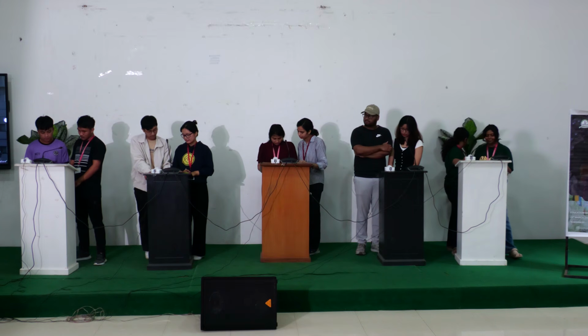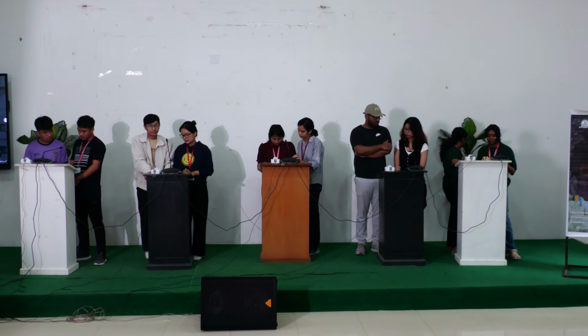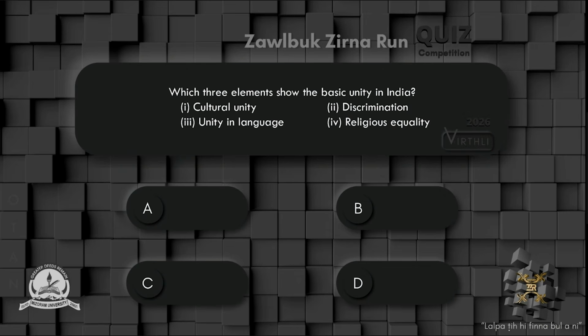Alright, table 3, this is your third question. Which three elements show the basic unity in India? 1. Cultural unity, 2. Discrimination, 3. Unity in language, 4. Religious equality. And your options are A, 1, 3, and 4, B, 1, 2, and 4, C, 1 and 3 only, and D, 1 and 4 only. And your time starts now.